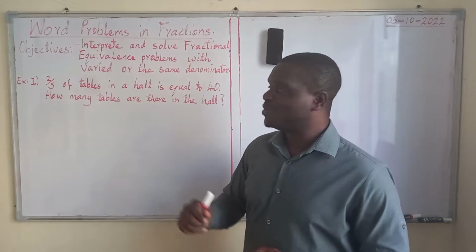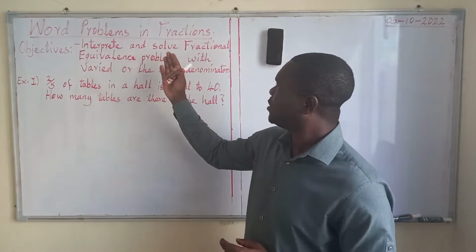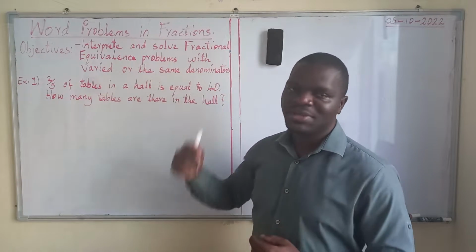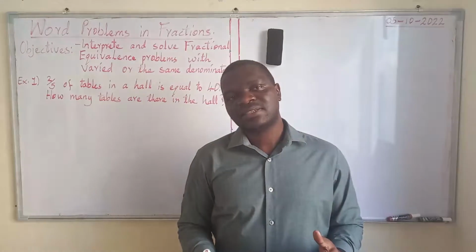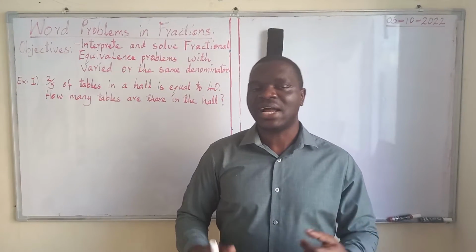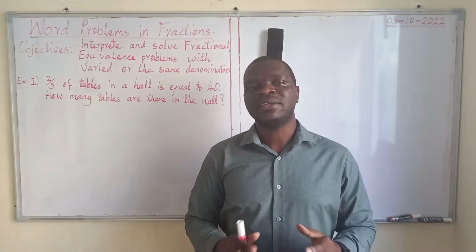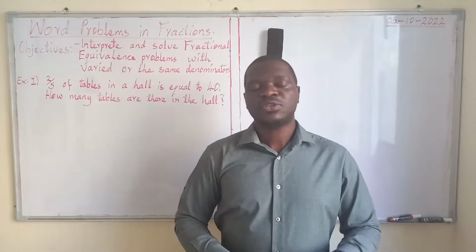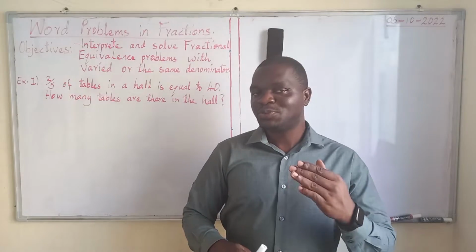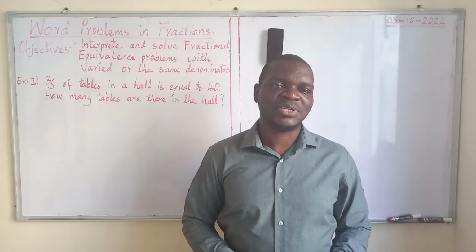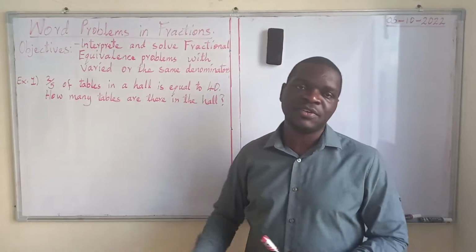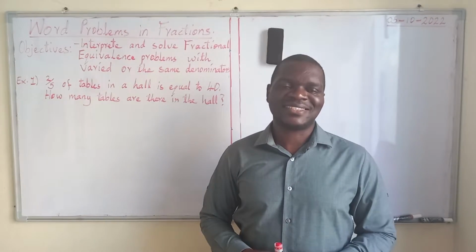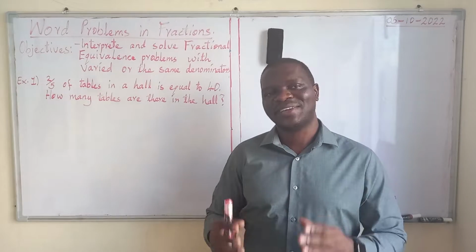By the end of the lesson, we should be able to interpret and solve fractional equivalent problems with varied or the same denominators. These problems involve addition, subtraction, multiplication, and division. So you have to pay close attention to be able to interpret these questions and use what they have given you to find what they are asking you for. With that said, let us go straight into the first example.